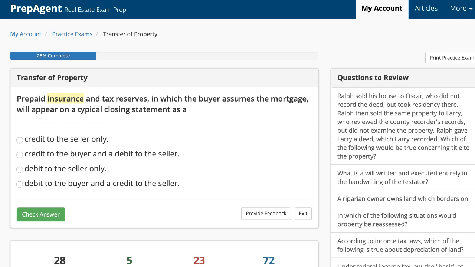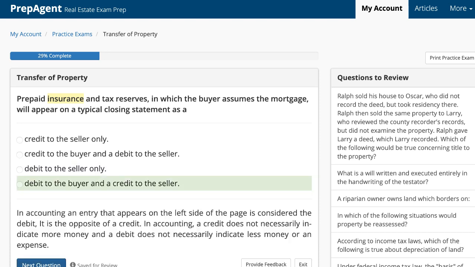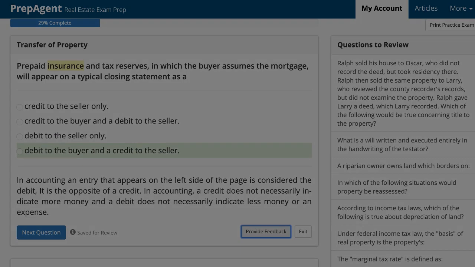Prepaid insurance and tax reserves in which the buyer assumes the mortgage will appear on a typical closing statement as A, credit to the seller only, B, credit to the buyer and a debit to the seller, C, debit to the seller only, or D, debit to the buyer and a credit to the seller. And the answer is D. It looks like a lot of you guys got that right. Debit to the buyer and credit to the seller.